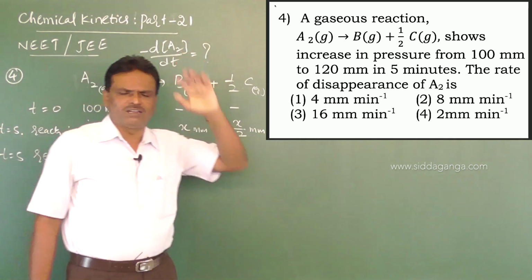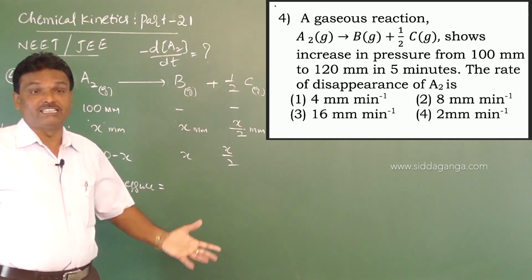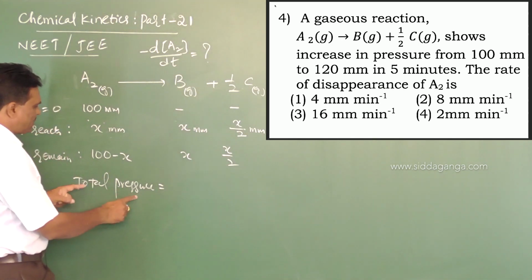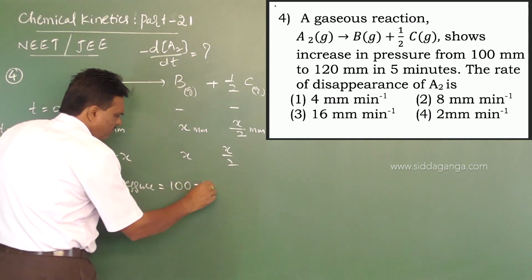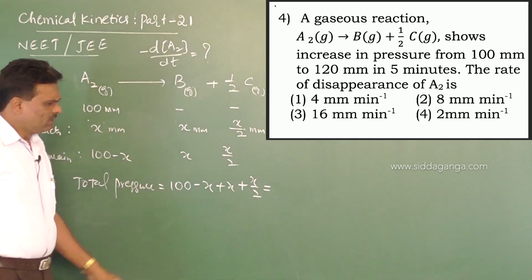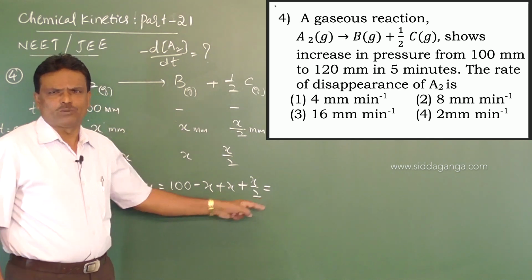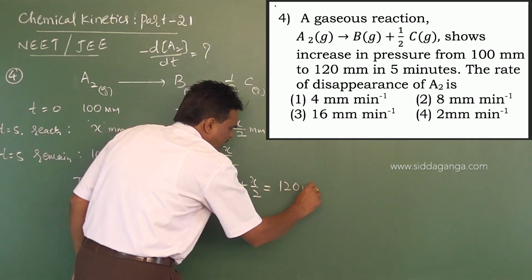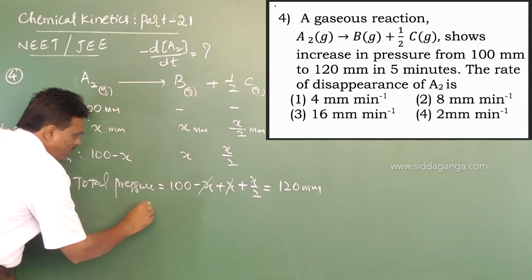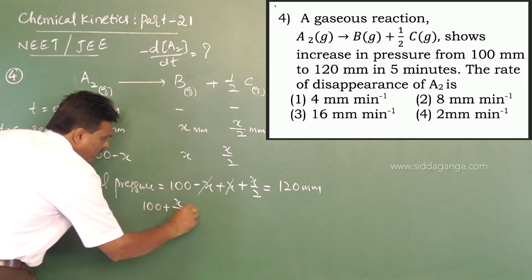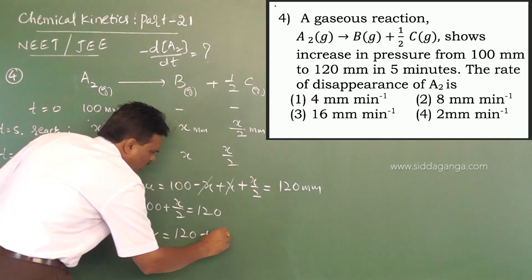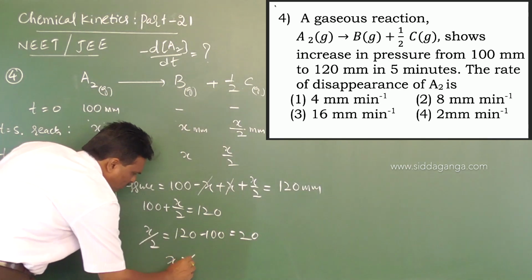According to Dalton's law of partial pressures, total pressure is equal to the sum of partial pressures of the individual gaseous components. So total pressure is equal to 100 minus X plus X by 2. This is equal to 120 millimeter, since after 5 minutes the pressure should be 120 millimeter. Is it clear? Then minus X plus X cancel each other. So therefore 100 plus X by 2 is equal to 120. So X by 2 is equal to 120 minus 100, which is 20. Therefore X is equal to 40.